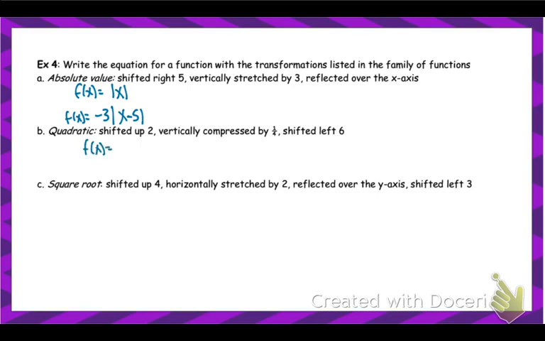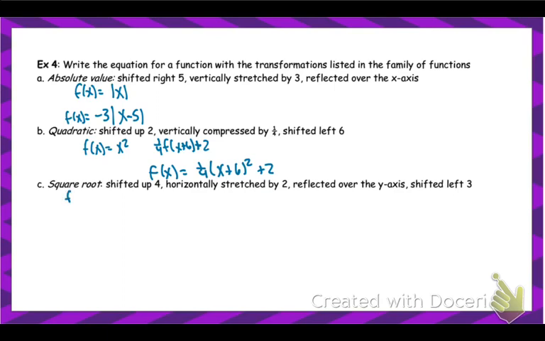All right, this is the quadratic parent function. A shift up 2 would be f of x plus 2. Vertically compressed by 1/4 would be 1/4. Shifted left 6 would be f of x plus 6. So that means my equation would be 1/4 times (x plus 6) squared plus 2. Now again, I will tell you, the order you apply these transformations in matters. It does not state the order specifically on here, so we don't need to stress about it for now. We'll get into that later, though.